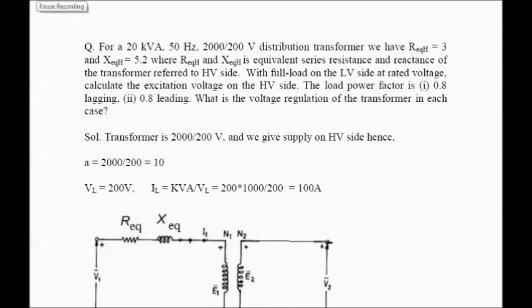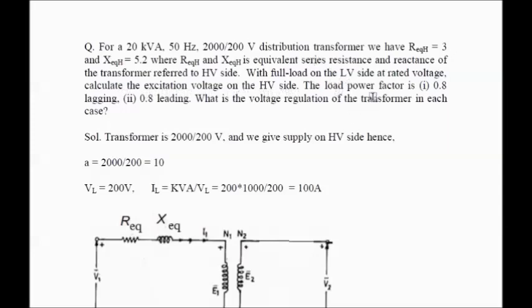The question is, for a 20 kVA, 50 Hz, 2000/200 volt distribution transformer, we have R equivalent H equals 3 and X equivalent H equals 5.2. Obviously these are in ohm, where R equivalent H and X equivalent H are the equivalent series resistance and reactance of the transformer referred to the high voltage side. With full load on the low voltage side at rated voltage, calculate the excitation voltage on the high voltage side.